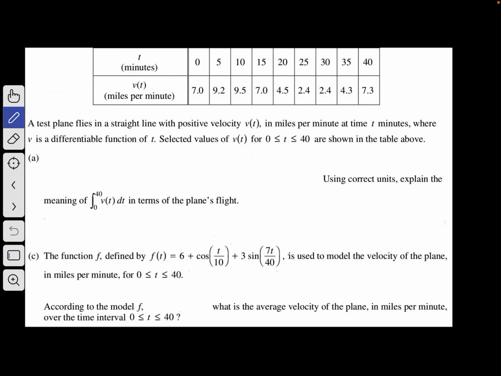Okay, so v of t, that is measured in miles per minute. And dt is your minutes. And so our minutes are going to cancel. And so this is the miles traveled, or the distance traveled in miles, for the first 40 minutes. So that's how we could answer it. So this is the miles traveled, or the total miles traveled, or the distance traveled in miles in the first 40 minutes.